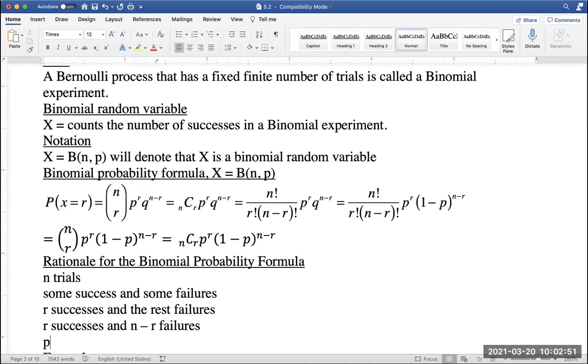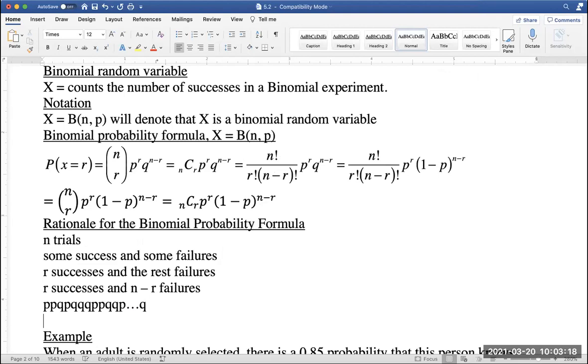So you'll have some successes with probability P, some failures, some successes, some failures, some successes, some failures, etc. I don't know if it starts with a success or a failure, but whatever. Your R of them are going to be successes, so you're going to have P to the R.